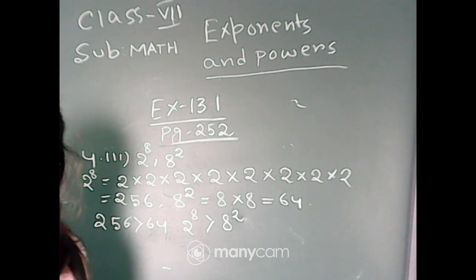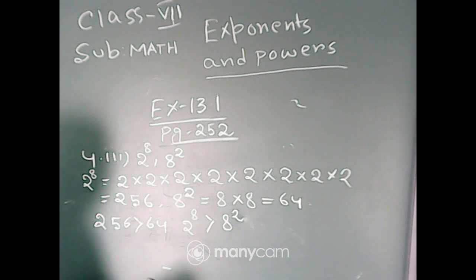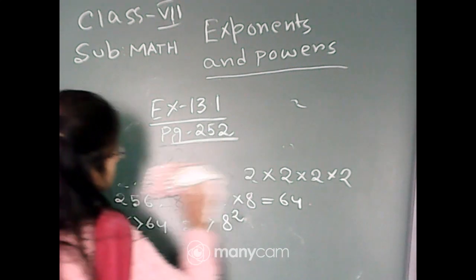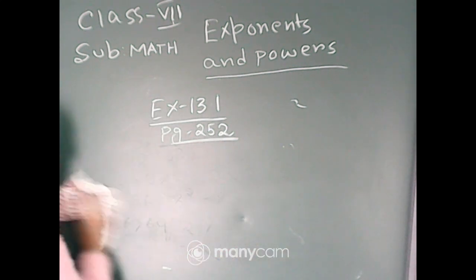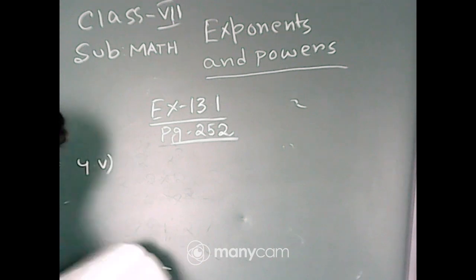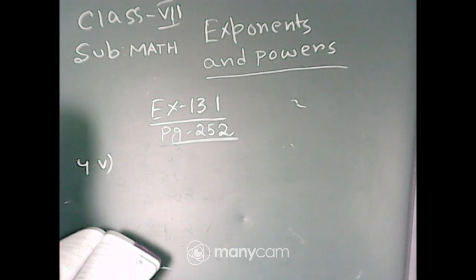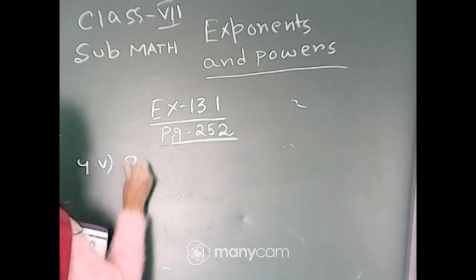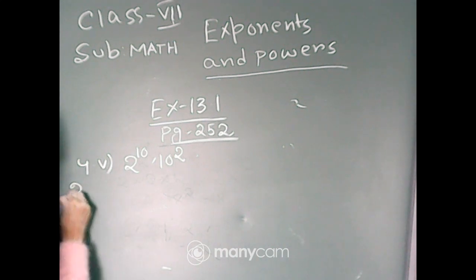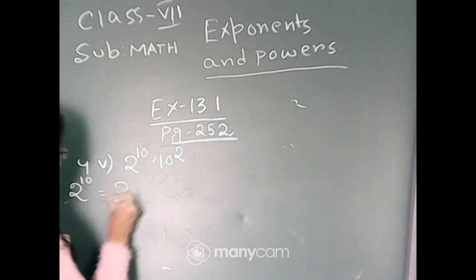Next, question number 5 of 4. We have to identify the greater number, and here the given numbers are 2 to the power 10 and 10 square. Now take the number 2 to the power 10. Here 2 is the base and 10 is the power. Since the power is 10, we write 2 10 times.